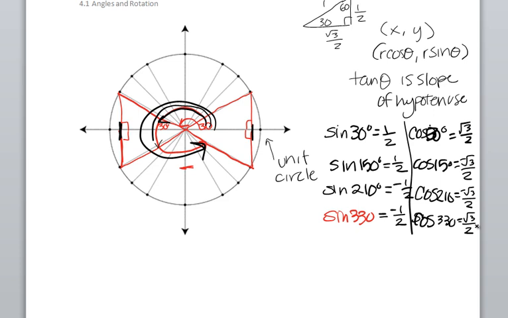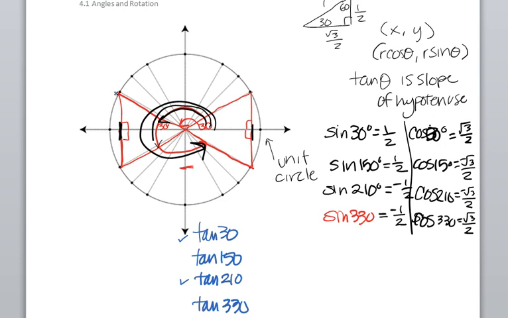Alright, so before we're done with this, let's look at tangent. I'm going to do that in blue. Alright, so we're going to look at tangent of 30, tangent of 150, tangent of 210, and tangent of 330. Okay, so the basic idea is the same. Well, tangent is the slope of my hypotenuse, right? So that's these diagonals here. Well, in what quadrants are my slopes positive? That's 1 and 3, right? So tangent of 30 and tangent of 210 are going to be positive, okay?